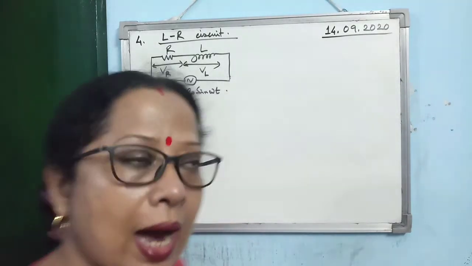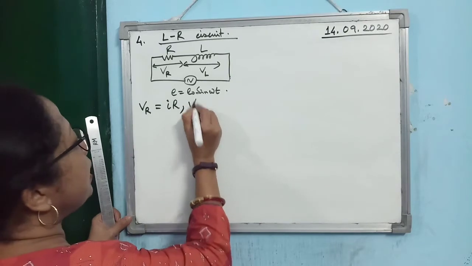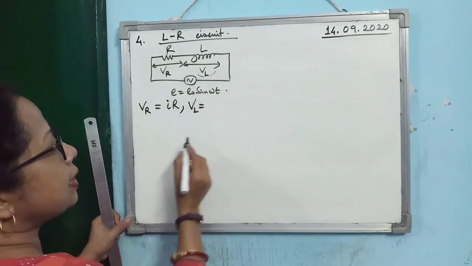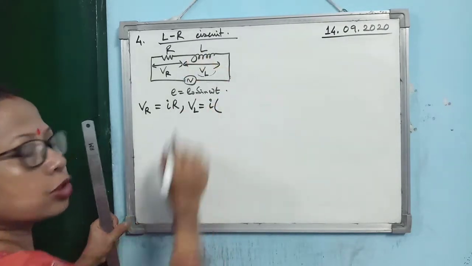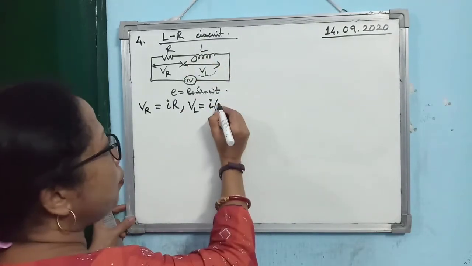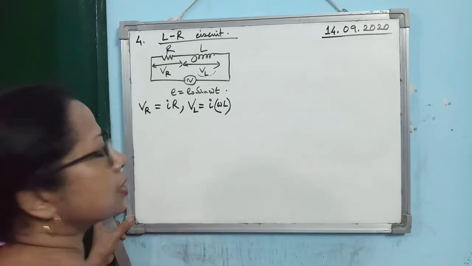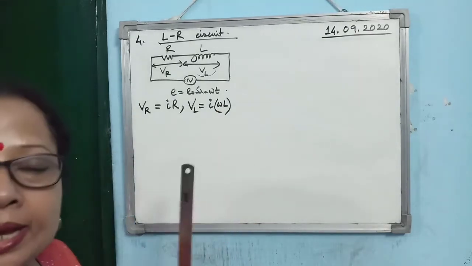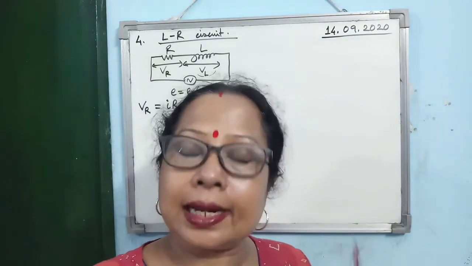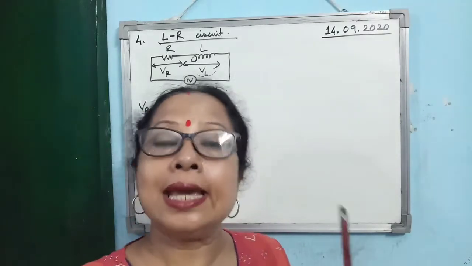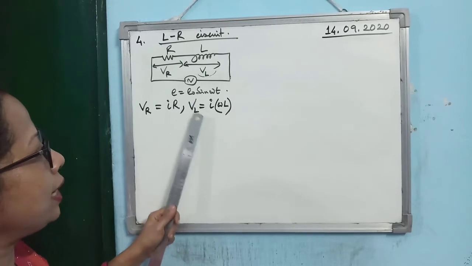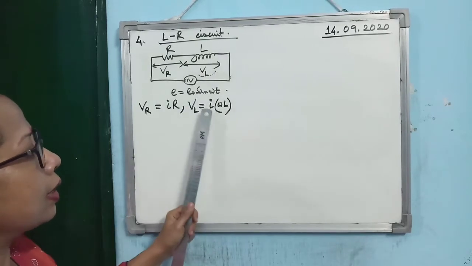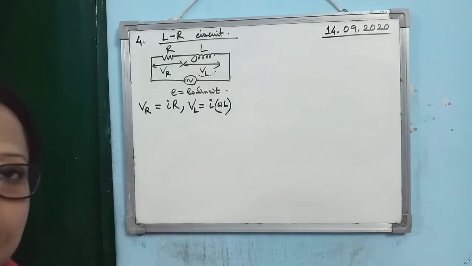So I into R. Next, what will be the potential drop across the inductor? It will be current multiplied by the resistance offered by the inductor. I hope you remember what that is: omega L, which is known as inductive reactance. Alright, so VL, the potential drop across the inductor, is current into inductive reactance.